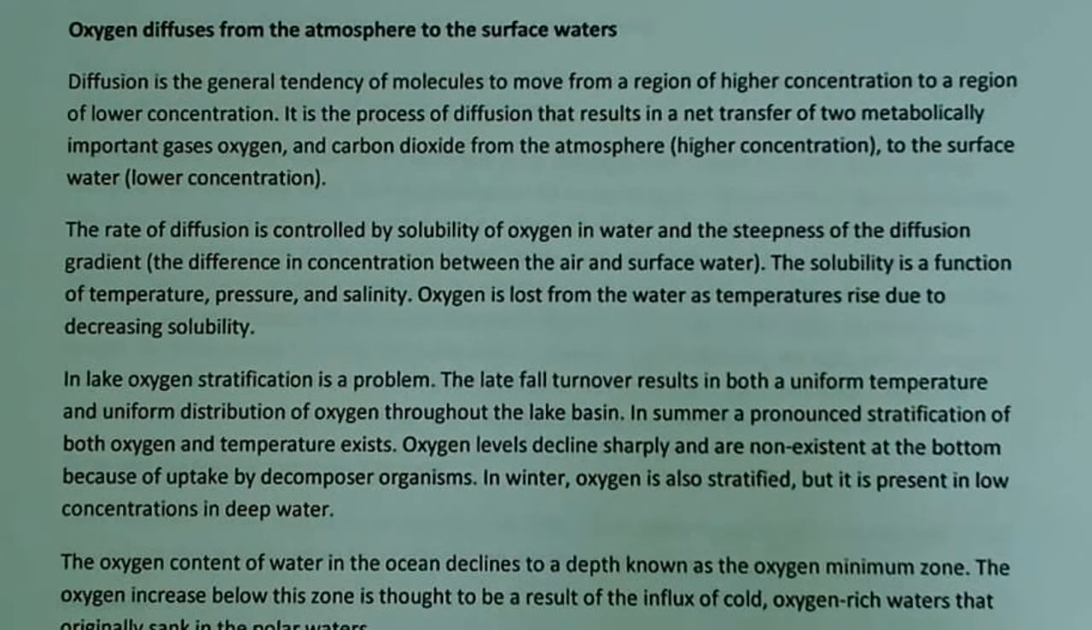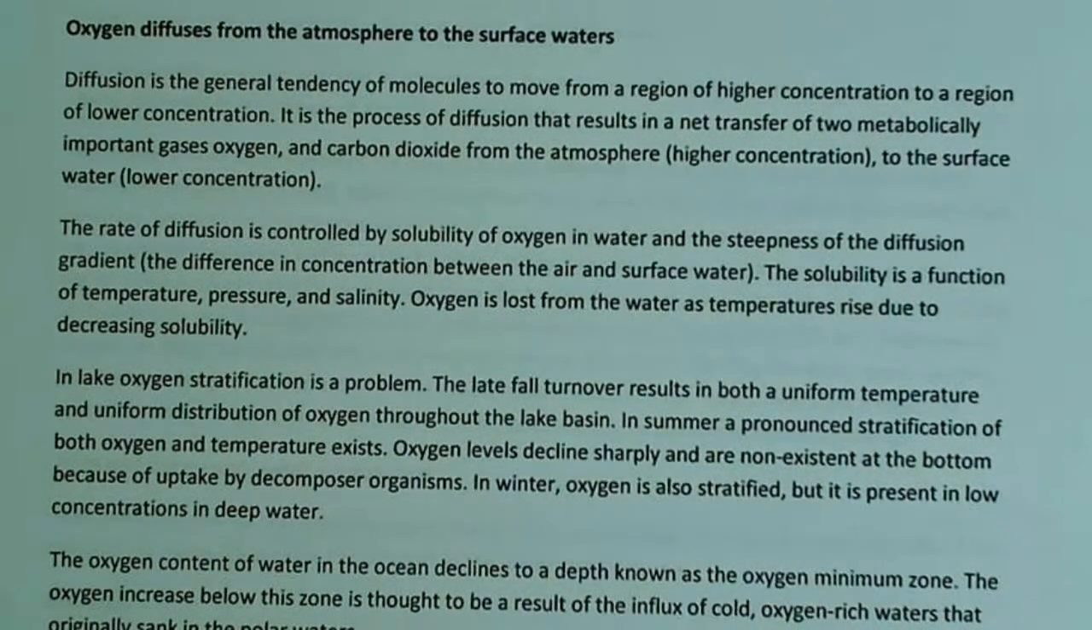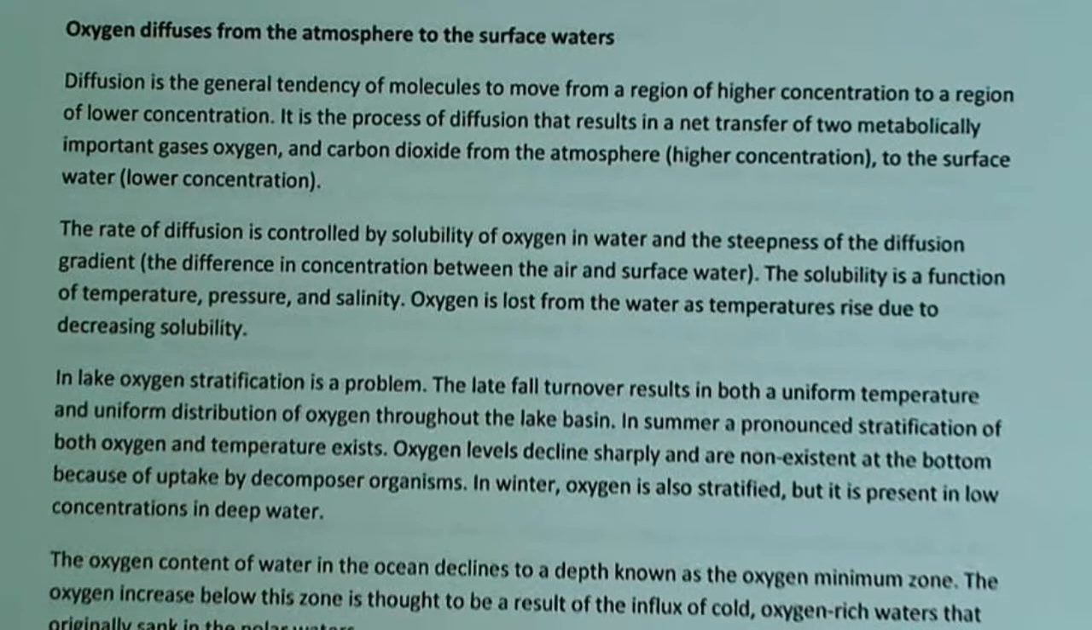Oxygen diffuses from the atmosphere to the surface waters. Diffusion is a general tendency of molecules to move from a region of higher concentration to one of lower concentration. It is the process of diffusion that results in a net transfer of two metabolically important gases, oxygen and carbon dioxide, from the atmosphere. In the atmosphere, there's a higher concentration of oxygen and carbon dioxide, and in the surface water, there's a lower concentration. So it's natural for diffusion to go from the higher concentration atmosphere to the lower concentration surface water.